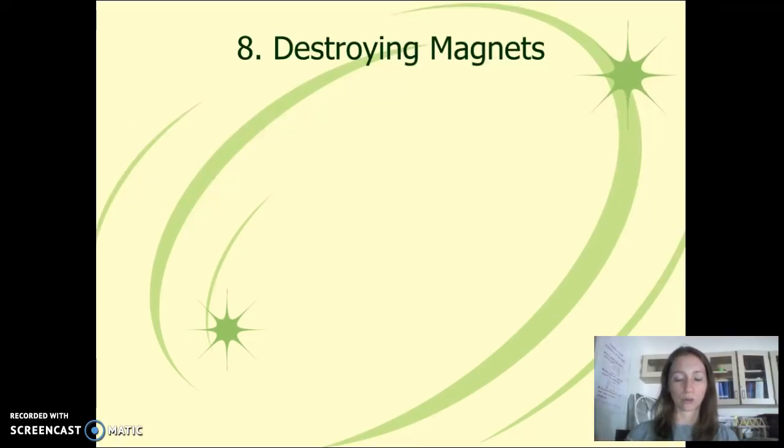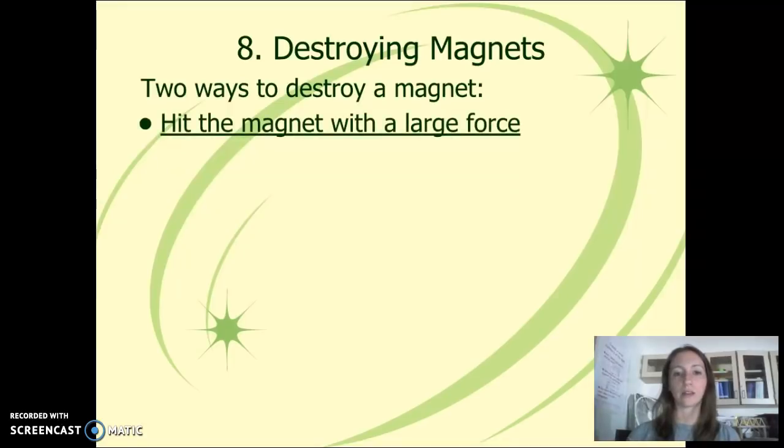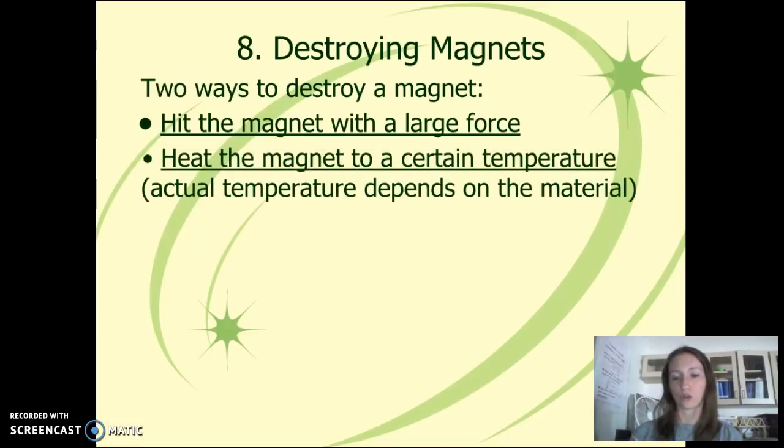Alright, you can also destroy magnets along with creating them. There's two ways to do that. You can hit the magnet with a large force. So when all of you are out there dropping your magnets, you're actually weakening them a little bit. You're shaking them out of alignment, all of their domains. And you can actually destroy it.